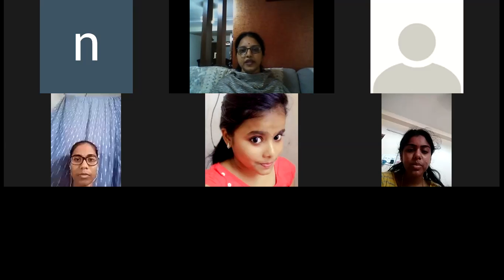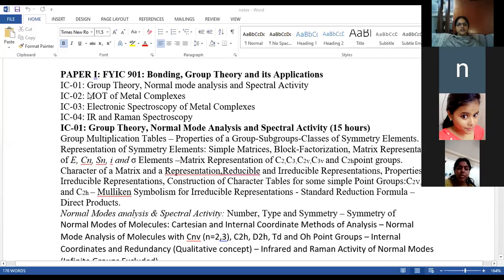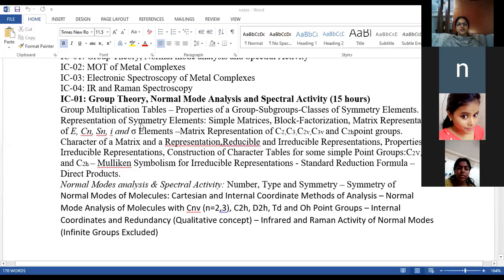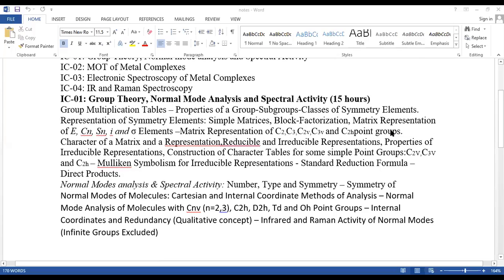When you look at the syllabus, you already studied the first two chapters. Then the third chapter I am going to teach you, that is group theory, normal mode analysis and spectral activity. Then comes the application part, which you have already started. So we'll rush a little bit so that you catch up on the fundamentals in electronic spectroscopy. This is the syllabus. Please recheck again. If any changes are there in your new syllabus, let me know.